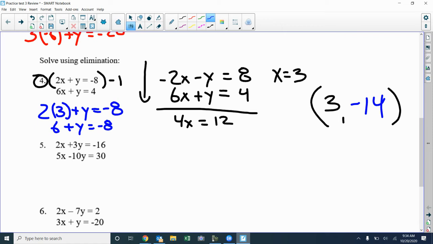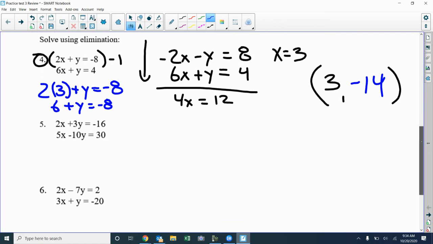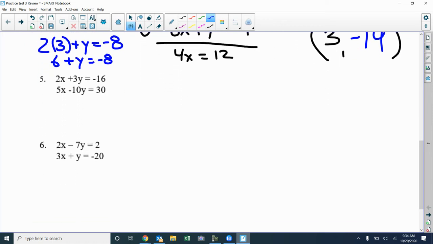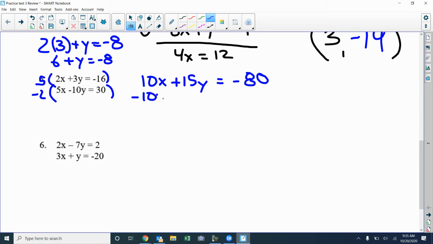All right, 5. You can choose to eliminate a couple different things here. I'm going to go ahead and take care of the x's. I think they're probably the easiest. I'm going to multiply the top equation by 5 and the bottom equation by negative 2. That's going to give us 10x plus 15y equals negative 80. That's going to give me negative 10x plus 20y equals negative 60.